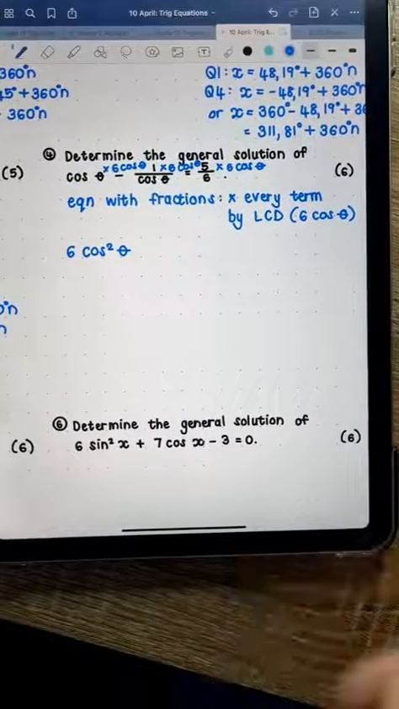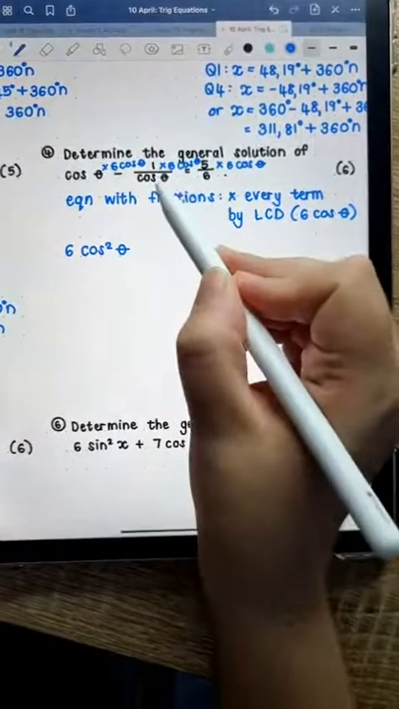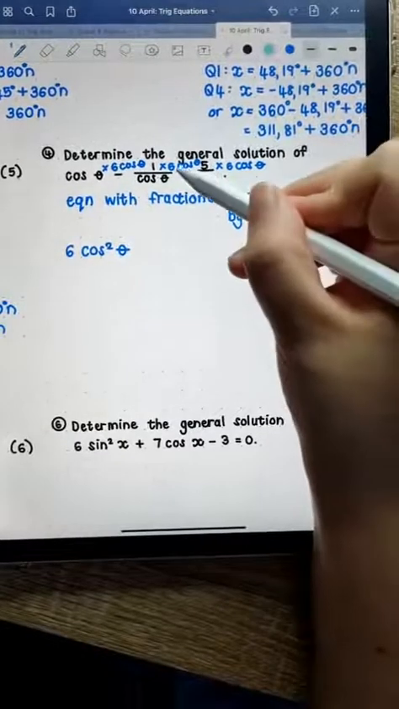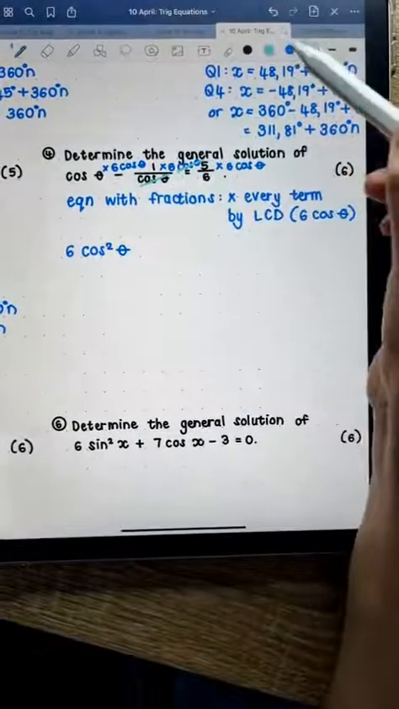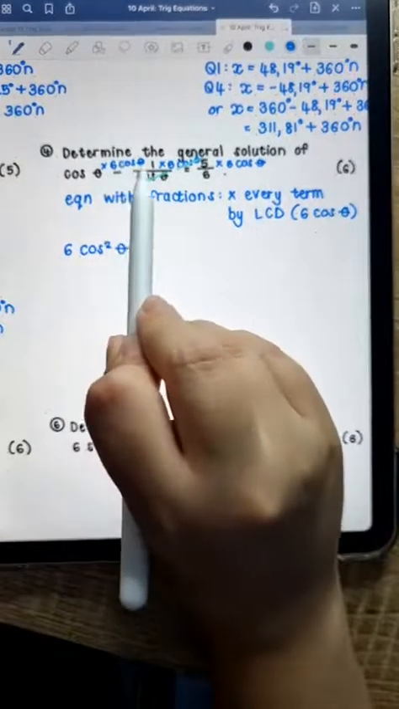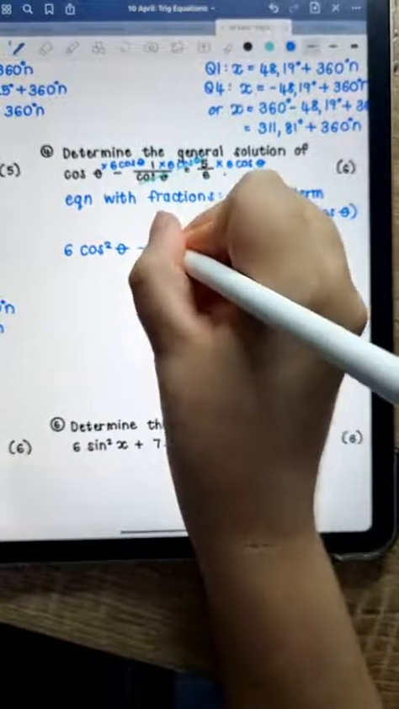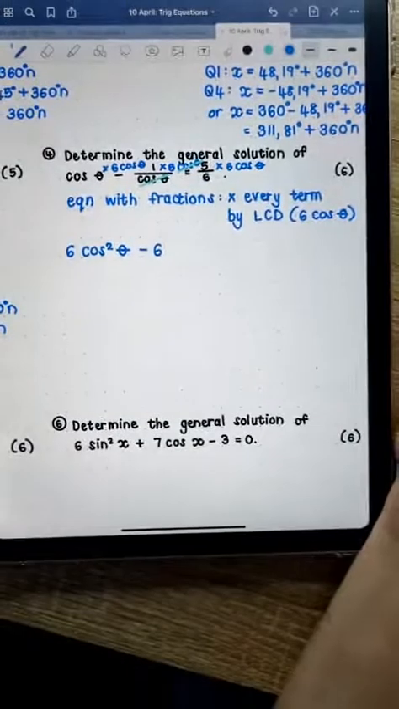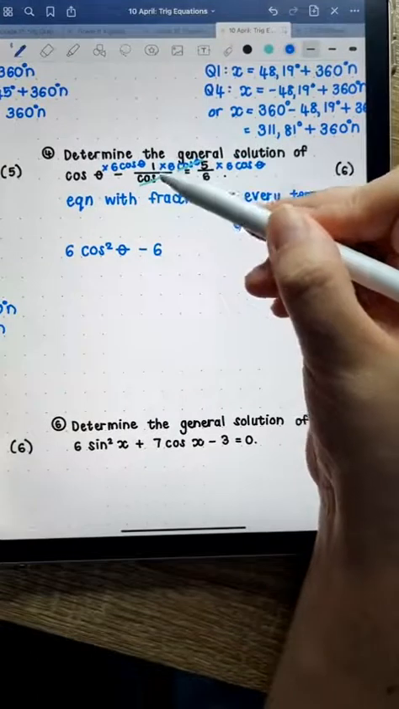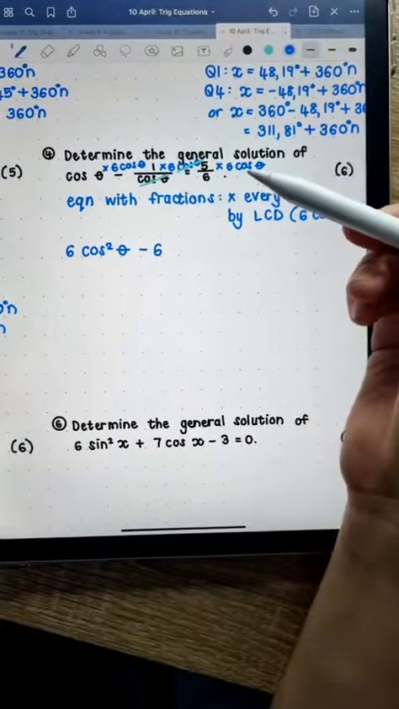All right. The next step, minus 1 over cos theta times 6 cos theta. Now, guys, here the cos theta at the top is going to cancel out the cos theta at the bottom. So what we're actually left with is minus 1 times 6, which is minus 6. All right, so see, just by doing that, we've already gotten rid of that denominator. This term is now no longer a fraction.